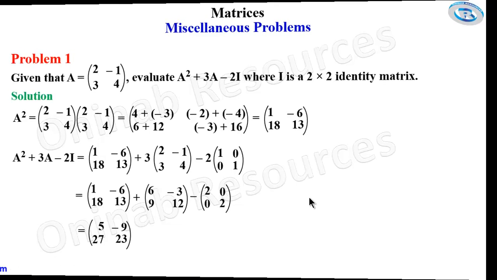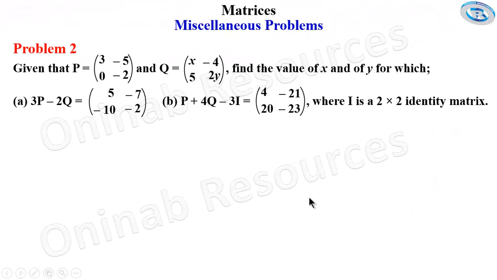So we go to problem 2. For problem 2, given that P equals [3, -5; 0, -2], and Q equals [x, -4; 5, 2y], find the value of x and of y for which A, 3P minus 2Q is equal to [5, -7; -10, -2].